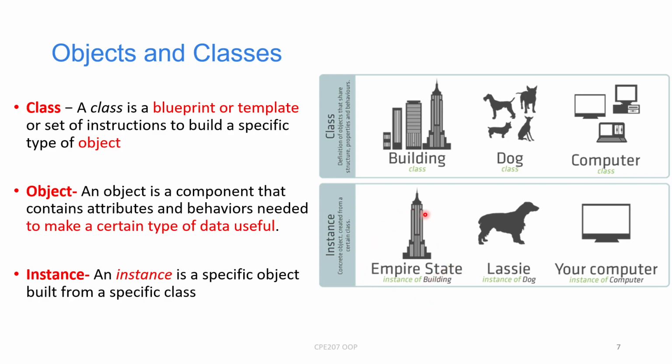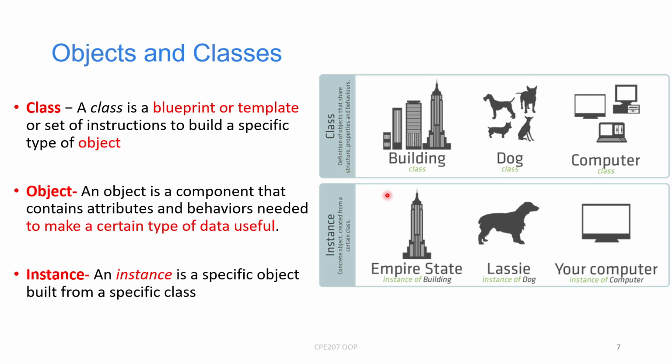An object is a component that contains attributes and behavior needed to make a certain type of data useful. So we'll create the Empire State Building from the building class. And if we create one object, it's going to be an instance. If I create another building, similar to the Empire State Building, but this time we call it a different building, this is going to be another instance. I can create as many as I want from this class.